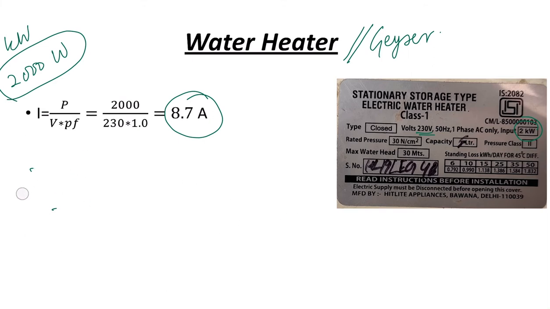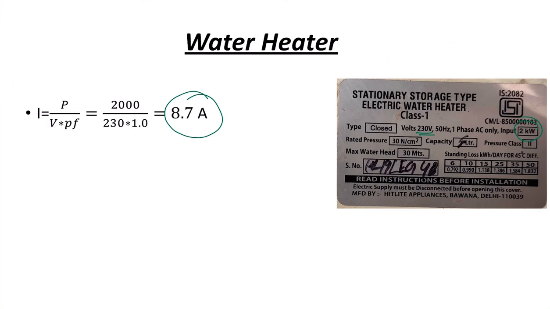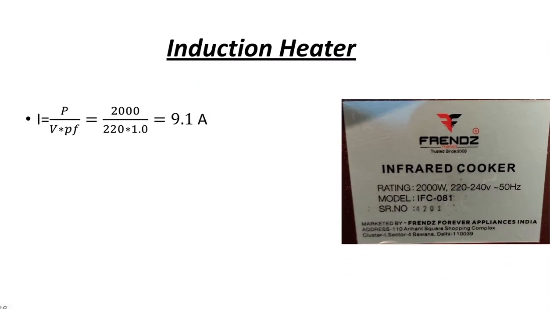Okay, so this was about a water heater or a geyser. Then you have an induction heater. Induction heater, as you know, is again a heating device, but it is used to heat devices. But for induction motor, I think the power factor, this is a mistake here, so it has to be 0.9 here, 0.9 to 0.8. So accordingly you will work out this calculation.